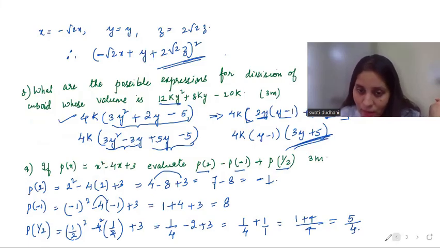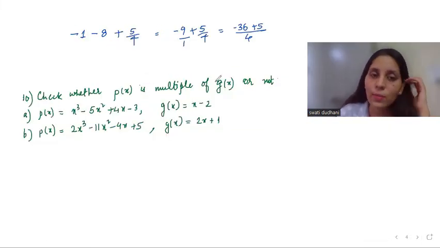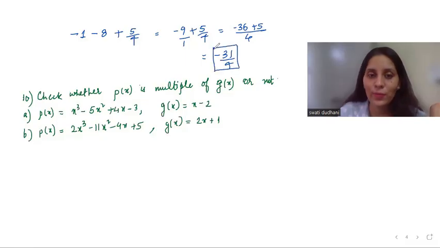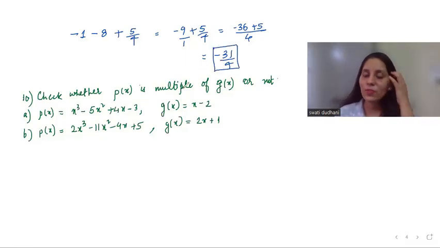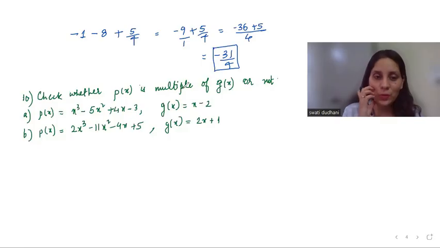Minus 1 and minus 8. Okay. All right. So minus 9. 9 into 4 is minus 36 plus 5, which will give us minus 31 by 4. This is it. So once we find each value, then just substitute.